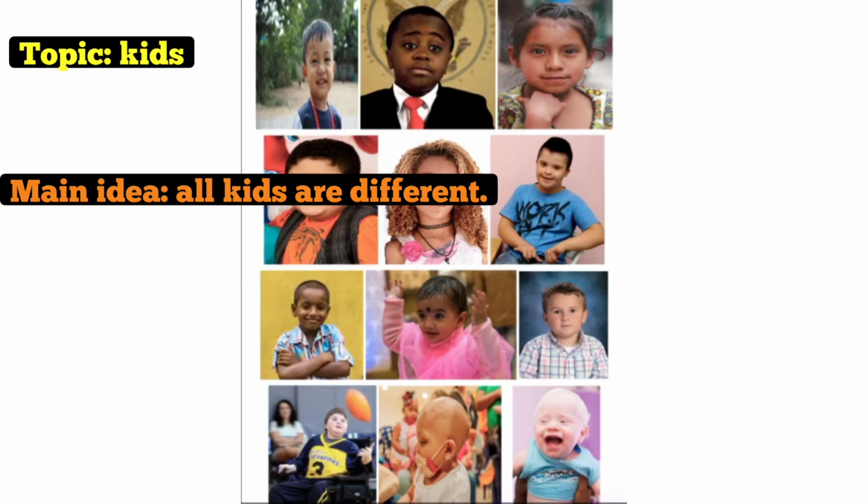Now the last part is figuring out the details. So how can we prove that all kids are different? When we look at all the images, we can see that all the kids have a different skin color.